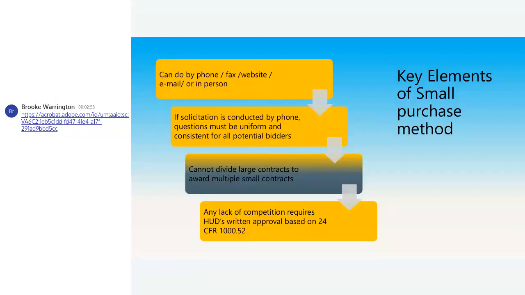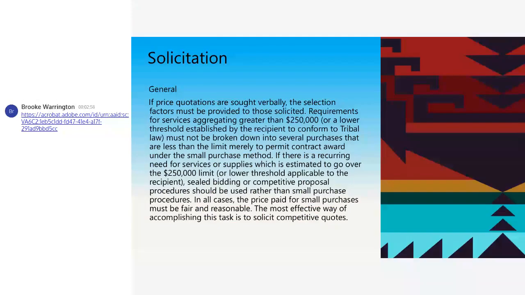Remember, it's under 24 CFR 1052, lack of competition, okay? So your solicitation itself, if price quotations are sought verbally, your selection factors have to be provided to everybody you solicit. Requirements for service aggregating greater than 250,000 or whatever your threshold is must not be broken down into several purchases, can't bid split, that are less than the limit merely to permit contract award under your small purchasing method.